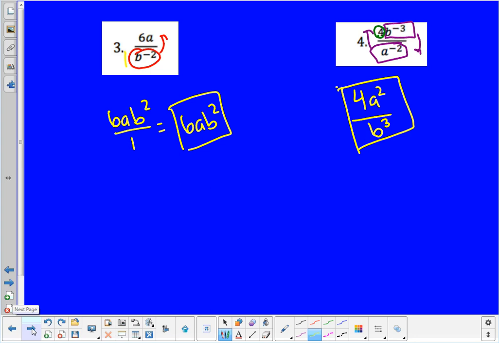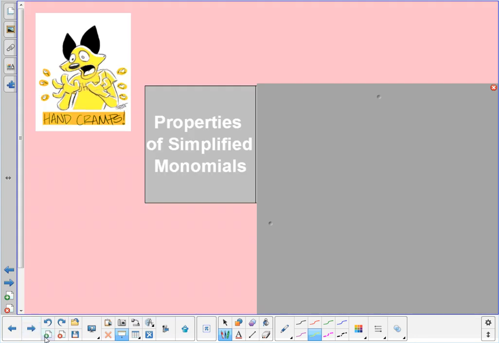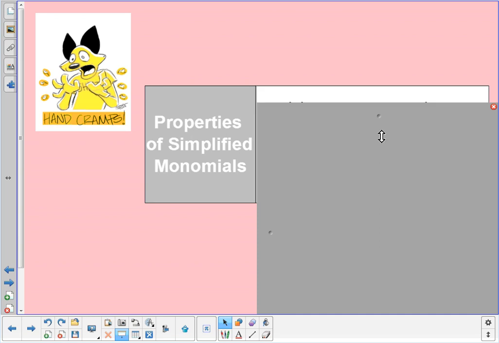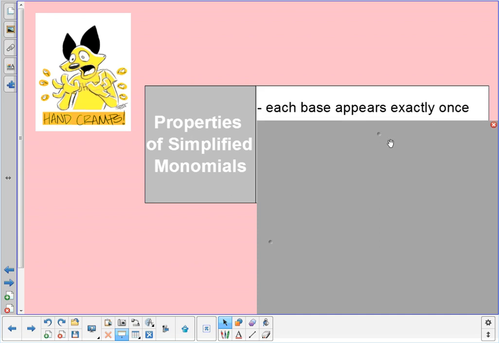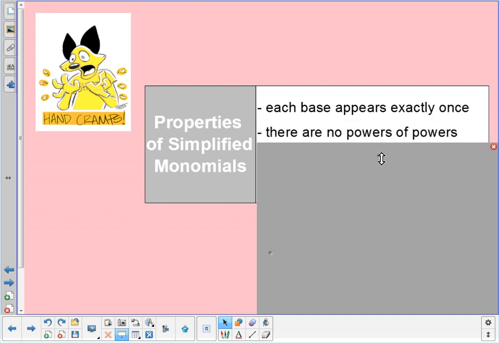Now let's just revisit those properties of simplified monomials. We've seen these before, but now we have a new one to add. So 1, each base appears exactly once. We don't want to see a variable more than 1 time. So we only want to see 1x, we only want to see 1y, we only want to see 1b, and so on and so forth.